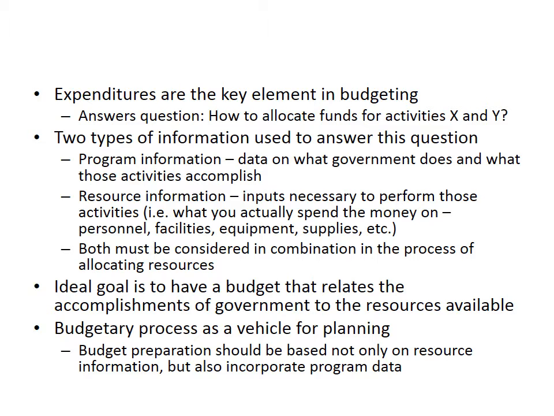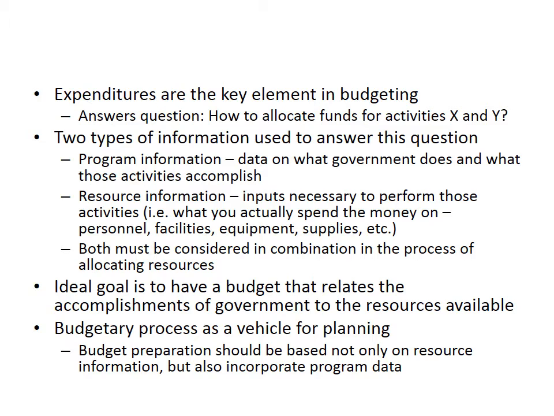The first is program information. This is basically data on what government does and what those activities need to accomplish. The second type of information has to do with the resource information, the inputs necessary to perform those government activities. So, for example, what you're actually spending the money on in terms of personnel, facilities, equipment, supplies. Both types of information must be considered in combination in the process of allocating resources.